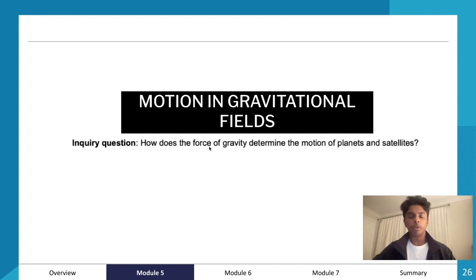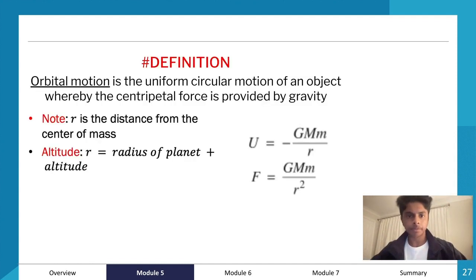So how does the force of gravity determine the motion of planets and satellites? This is like the more content part of module 5. So the definition then: orbital motion is a uniform circular motion of an object whereby the centripetal force is provided by gravity. So we can use this to find orbital velocity as well, which is the minimum velocity required for an object to orbit a planetary body or an object to orbit a planet, for example.